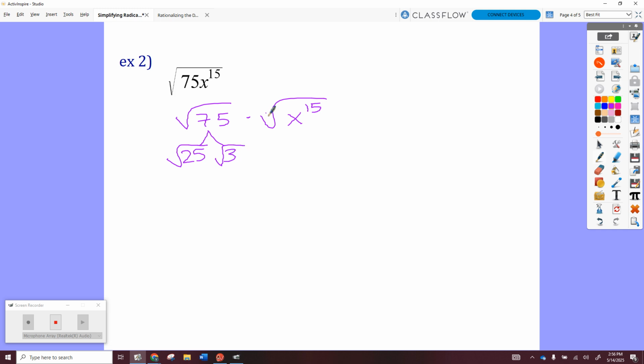This one over here, remember this is an index of 2, and I can't divide this, so I'm going to factor it to look like x to the power of 14 times the square root of x to the 1. So, square root of 25 is 5. 14 divided by 2 is x to the 7th. And these two terms will stay underneath the radical together. So square root of 3x.